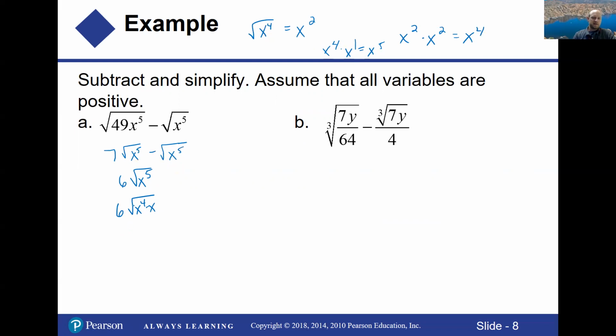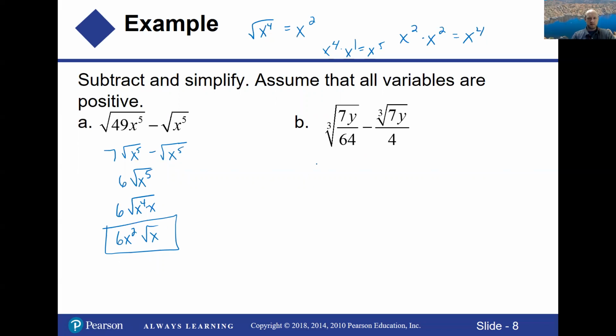So then I have the square root of x to the 4th. I can pull that out as an x squared. So now I have 6x squared times the square root of x. And that is completely simplified. There's nothing else I can do with that radical.